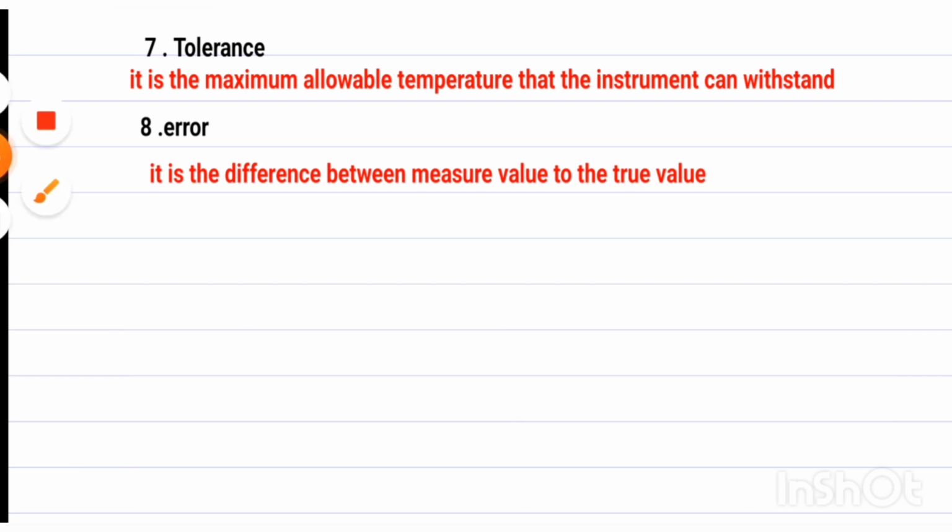Okay, what do you mean by error? Error means it is the difference between the measured value and the true value. It is generally of 3 types. One is gross error, another one is systematic error, and the third one is random error. And further, the systematic error is divided into 3 types: one is instrument error, the second one is environment error, and the third one is observational error.